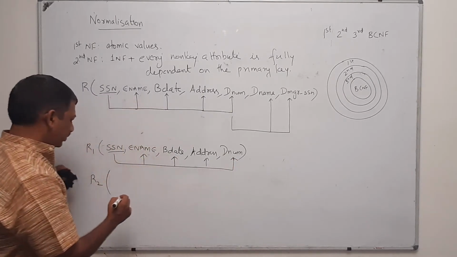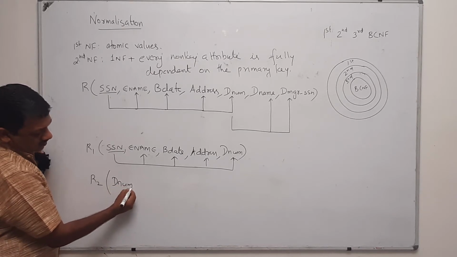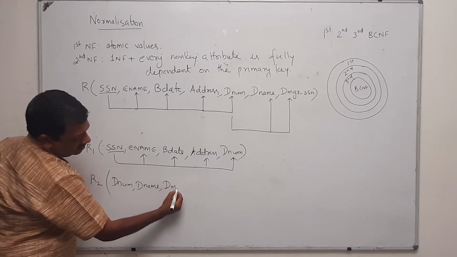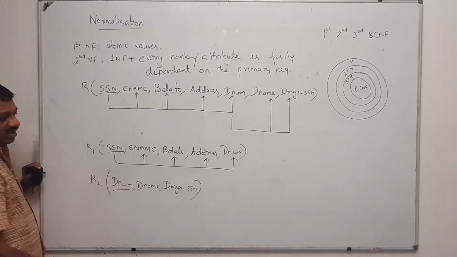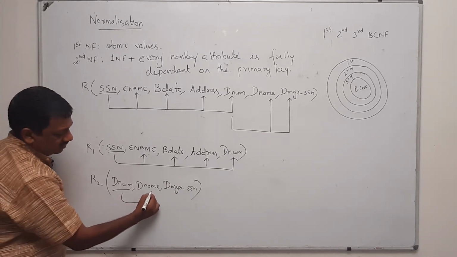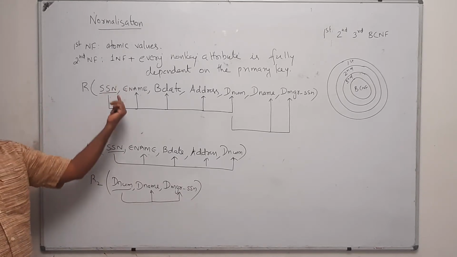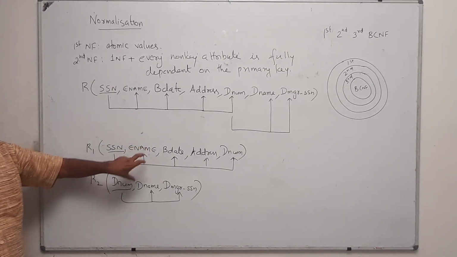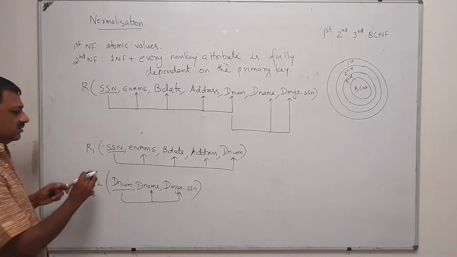Now we are going to have another table R2, in which D number, D name, and D MGR SSN. D number is the primary key here, and it determines D name as well as D manager SSN. Now we have split this into two tables, R1 and R2, and here we don't have any transitive dependencies.